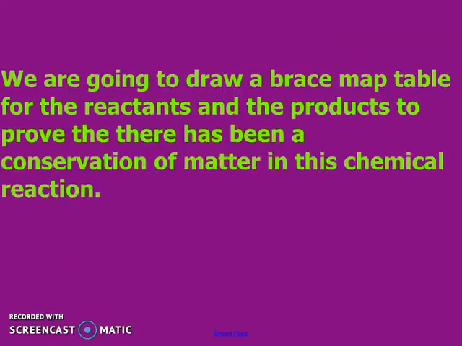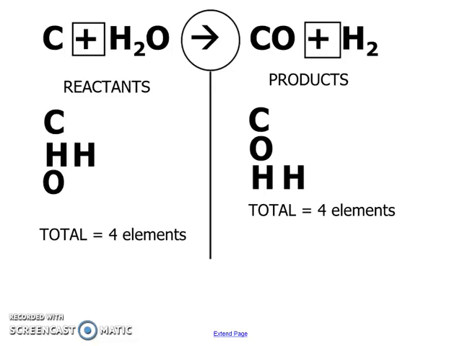So what we use to prove this law of conservation of matter is what we call a brace map table. So we see what we have as reactants, what we have as products, and then we figure out if we have the same amount on each side. So here's our first example.